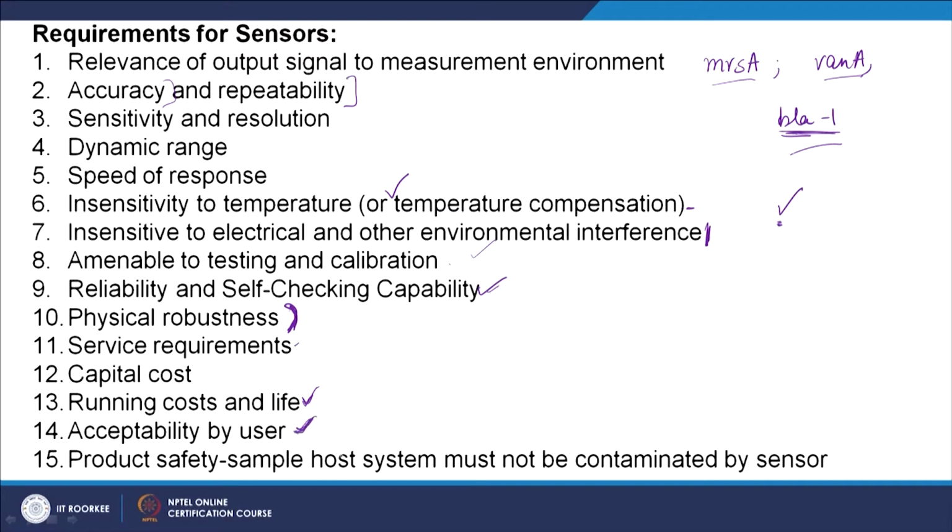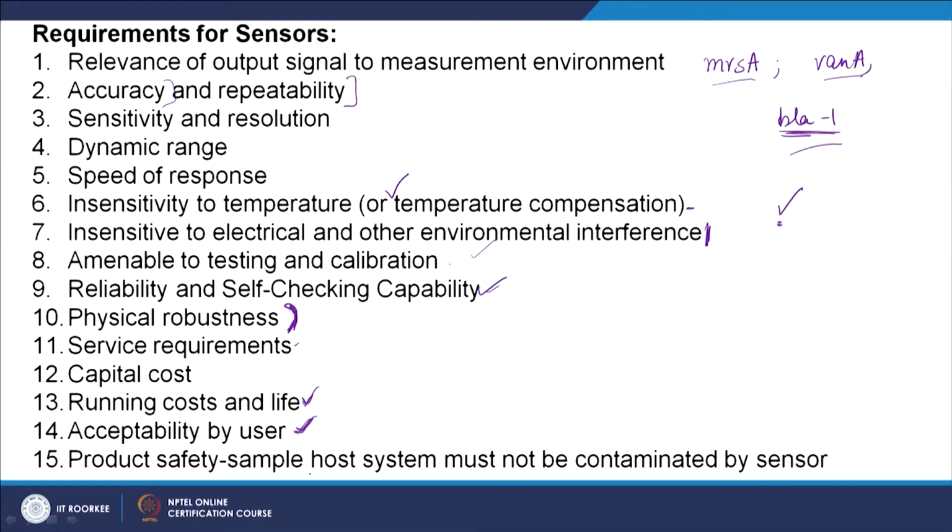And then product safety. Sample host system must not be contaminated by sensor. So now this is very important. So the safety of the sample, safety of the host is very important. Sensor should not endanger the health, the well-being of the person who is doing the assay. Also, the innards of the sensor should not be damaged on exposure to a particular sample.